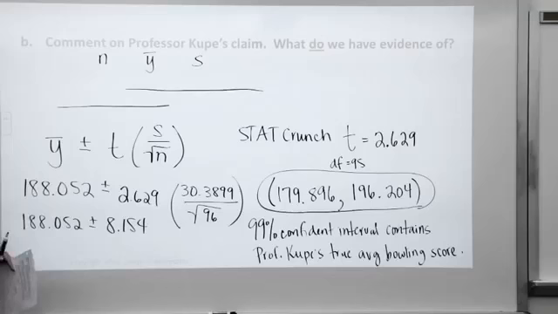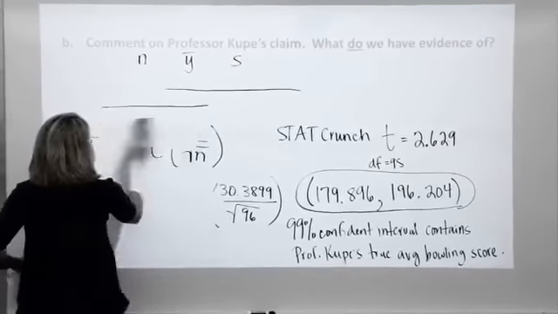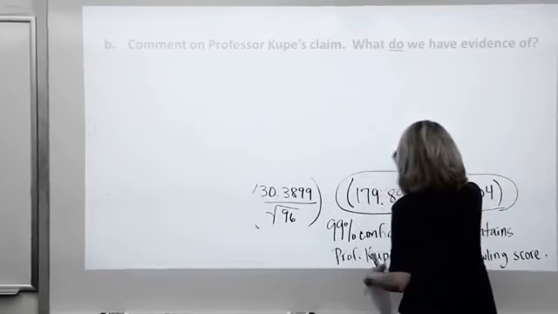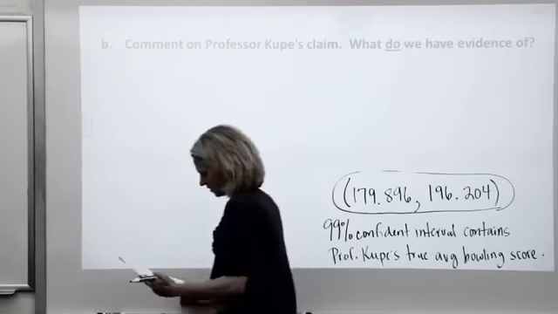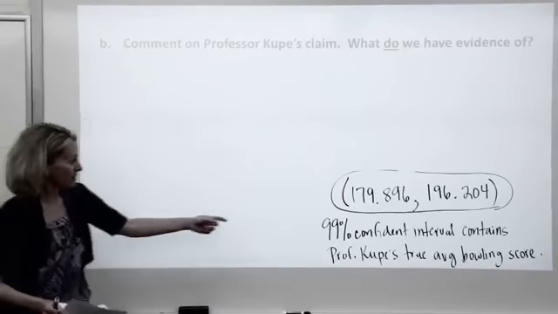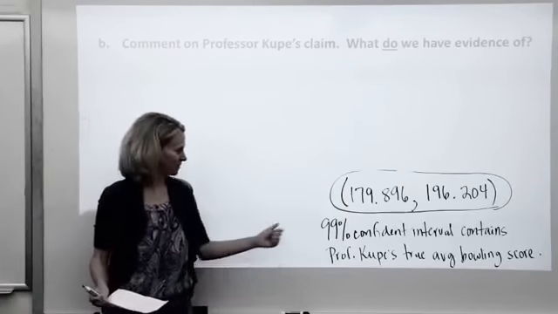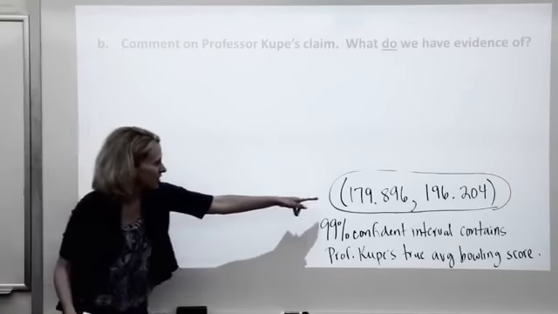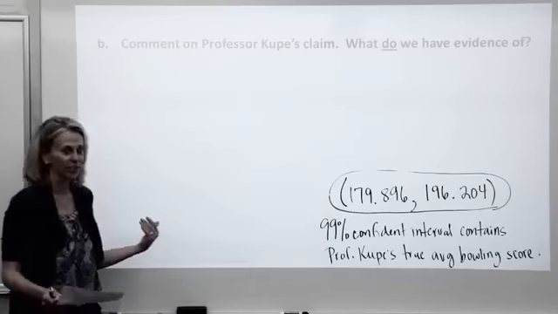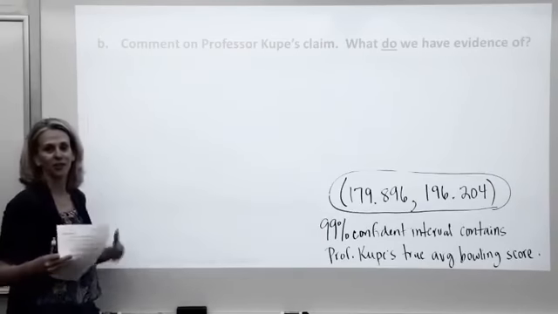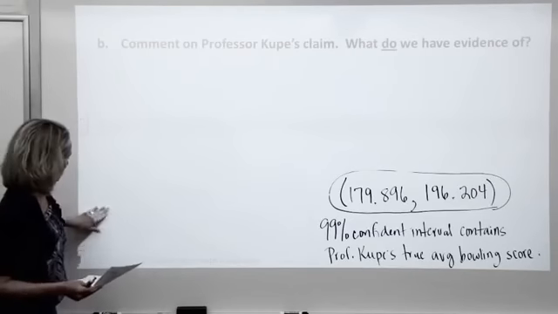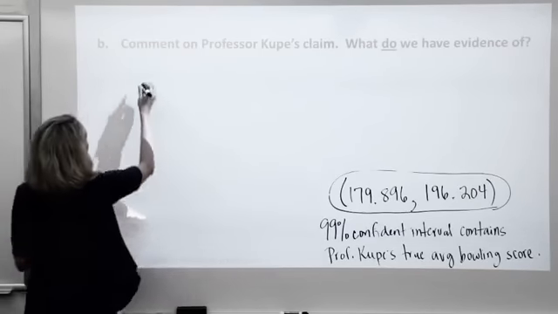All right, part B, comment on Professor Coop's claim. What do we have evidence of? So his claim was that he was a 200 average bowler. I'll leave that confidence interval there. I'd say with 99% confidence here, we're pretty sure that that was a big fib, right? Not true. His entire confidence interval here is under 200. So he was sort of inflating his bowling scores there to the team captain at the beginning.